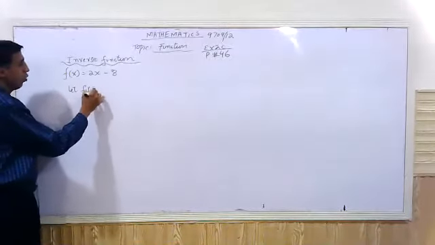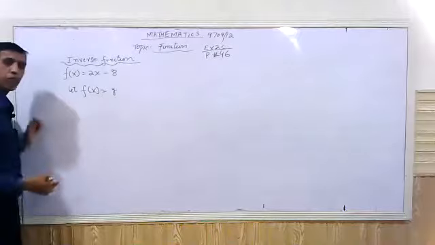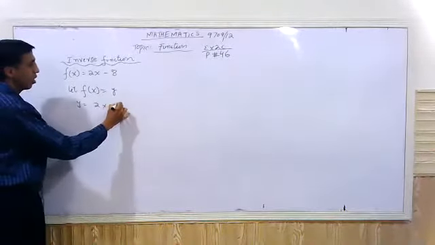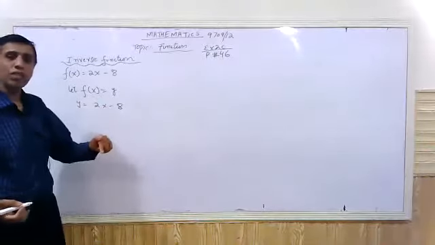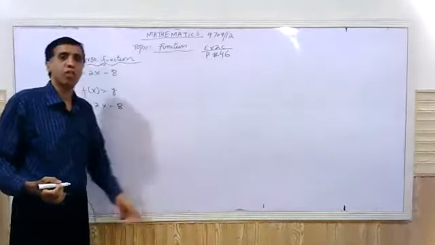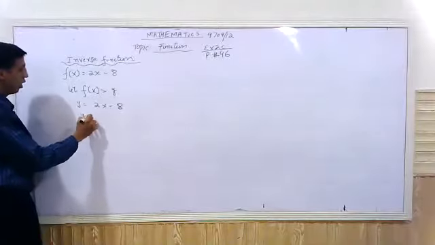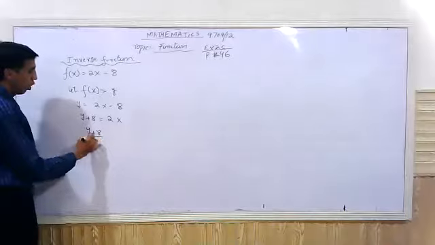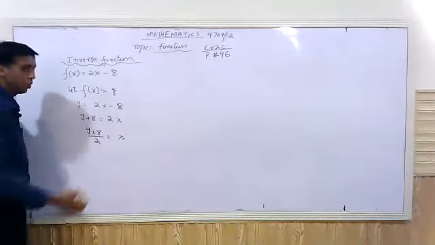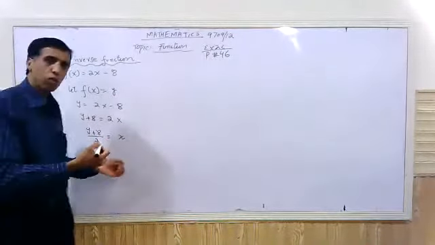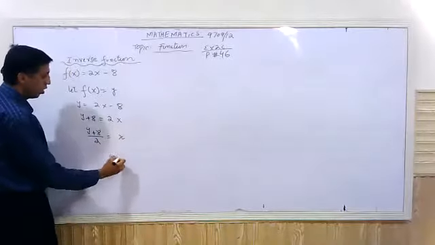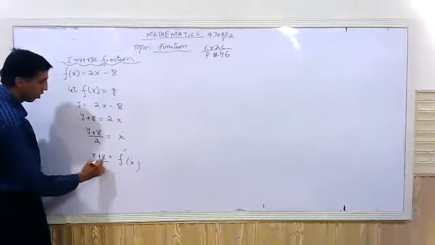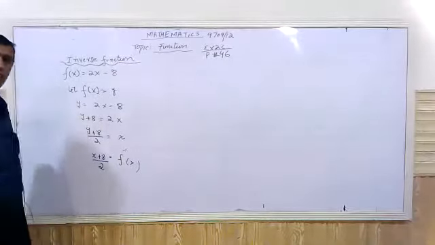First of all, we will suppose it y. Now write y is equal to 2x minus 8. The next step is we have to make x the subject. y plus 8 equals 2x, and this 2 will go down to the other side. The x would be the subject. Now for the inverse, we will have to change the sign. x plus 8 over 2.